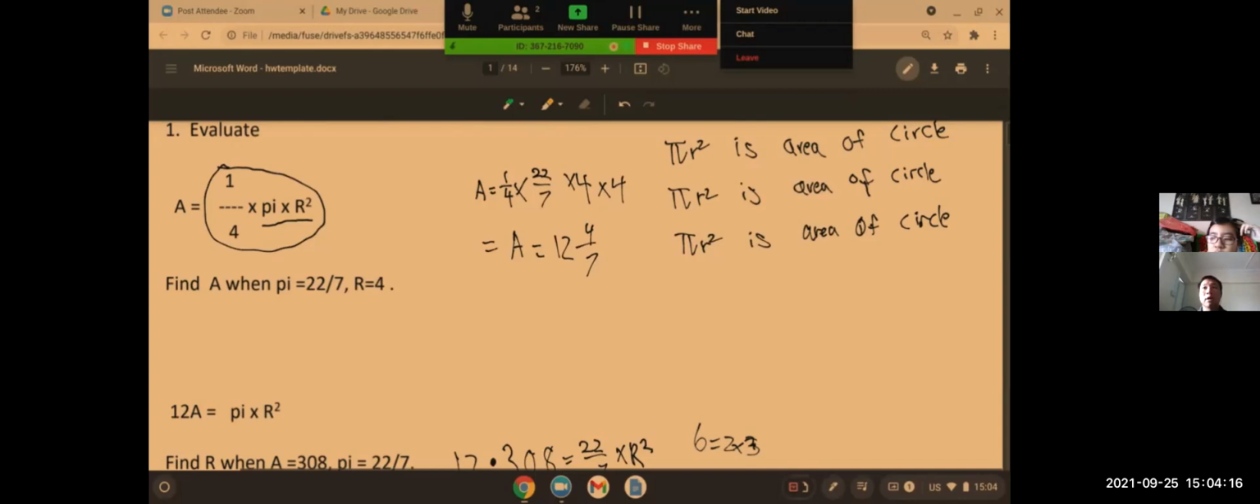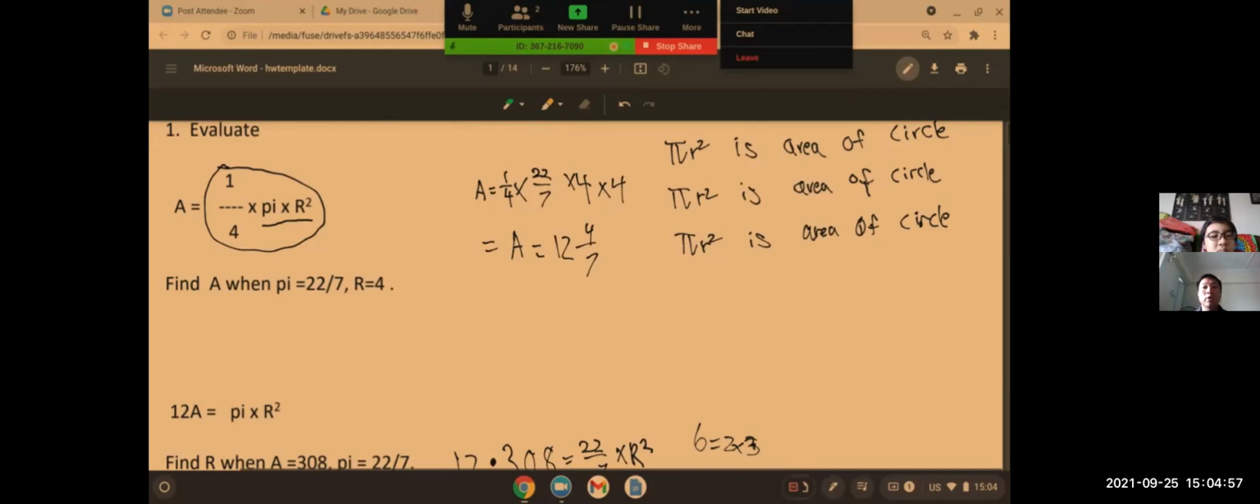What is in the question? Tell me. Quarter times pi r squared. Which is? No, pi r squared is the area of the circle. Then you're taking the quarter times the area of the circle, then what do you get? To find the quadrant. Yes. It's not quarter, it's quadrant.